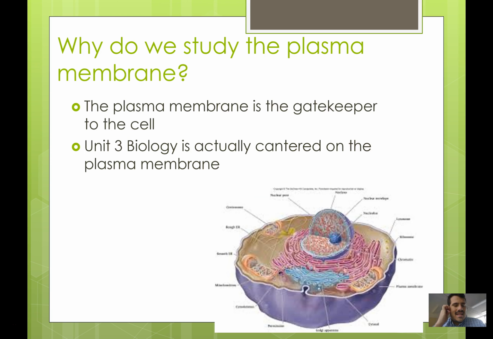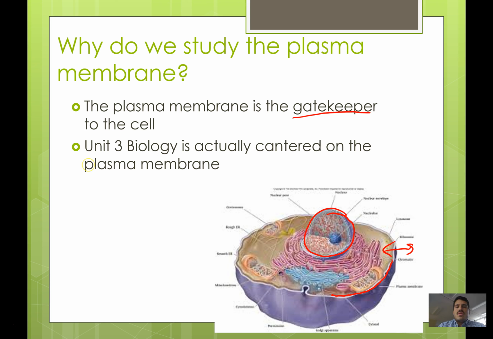So why do we study this organelle, the plasma membrane? Why is it the first part? You'd think, let's study something as the first part of Unit 3 Bio. You'd think we'd study something like the nucleus, the power, the center, the brain of a cell. But we study the most outside part that every single cell has, this plasma membrane. And the reason why is that the plasma membrane is the gatekeeper of the cell. All right, nothing comes in, nothing comes out without the plasma membrane. Okay, and this actually means that Unit 3 Bio is actually centered on the plasma membrane.